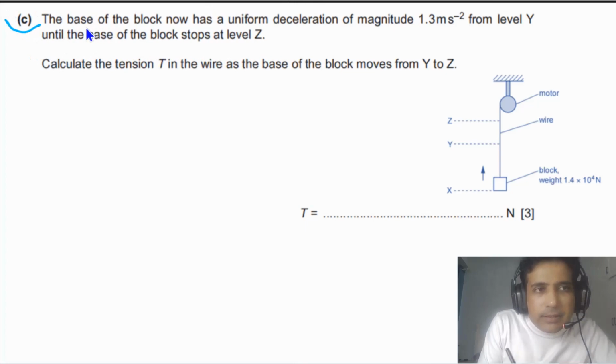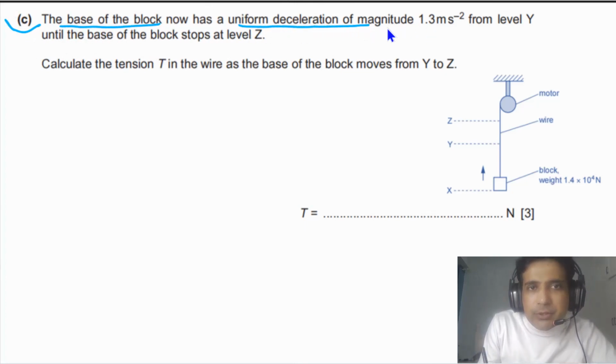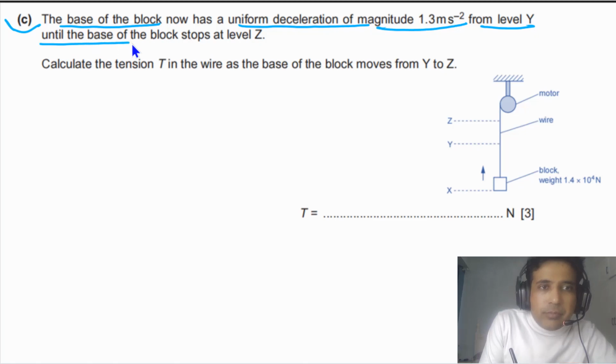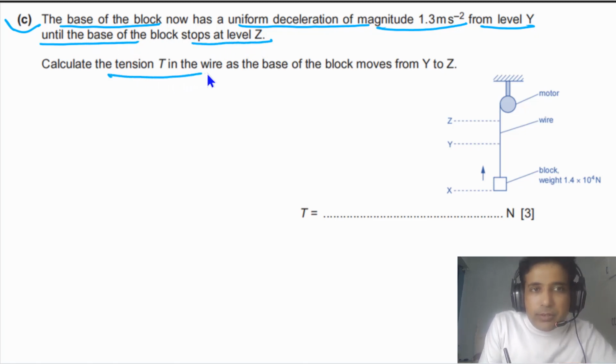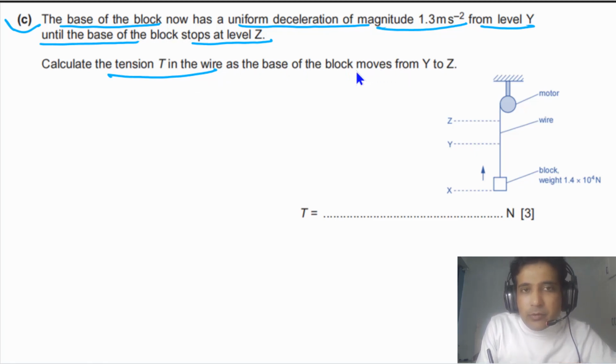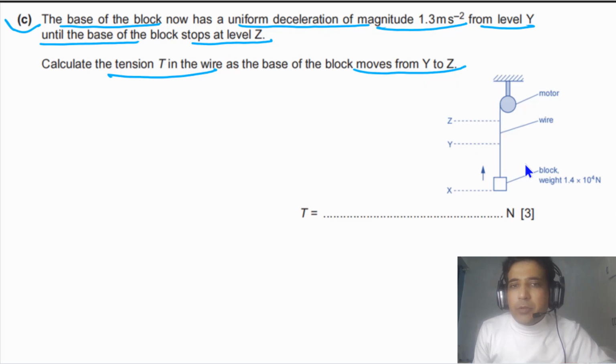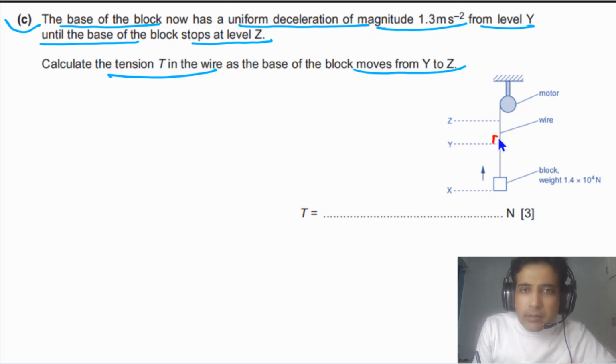For part C, it is given to us the base of the block now has a uniform deceleration of magnitude 1.3 meters per second squared from level Y until the base of the block stops at level C. We need to calculate the tension in the wire as the base of the block moves from Y to C. So simply, first of all, we can draw a tiny block here. So this is the block at this point. Then the block finally stops at level C.